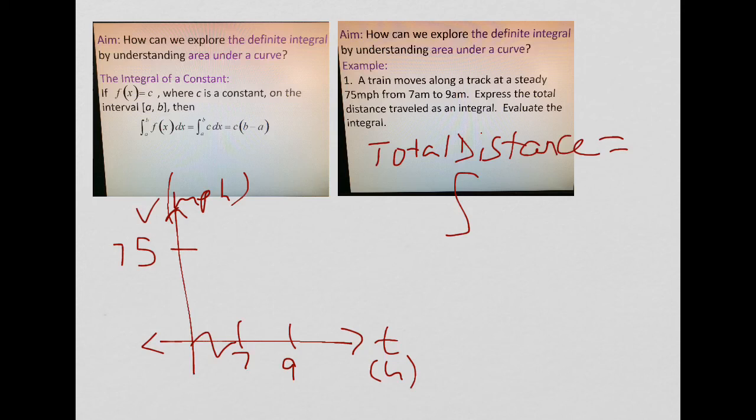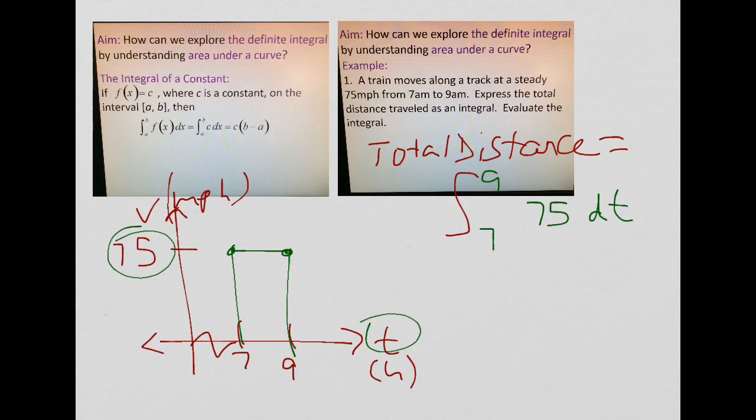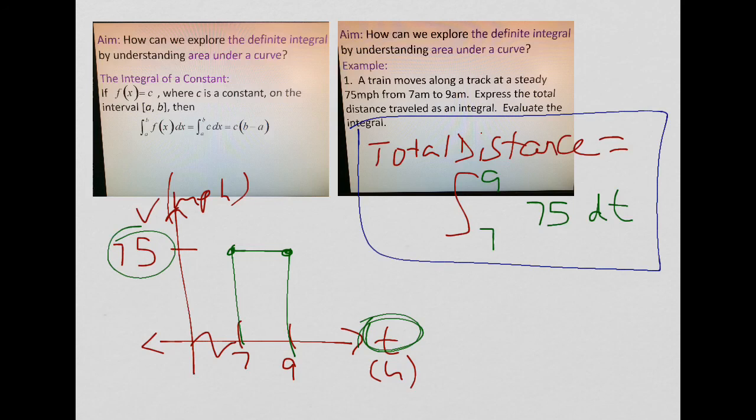So let's take a look. Our function looks like this. It's steady from 7 to 9, so our lower limit is 7 and our upper limit of integration is 9. Since our function is the constant 75 miles per hour, and it's with respect to time, I'm going to write dt. That's why I said with respect to whatever variable our function is of. Even though it's a constant, take a look at what variable you have down here. So this is our expression. You have to know how to set up integral expressions.